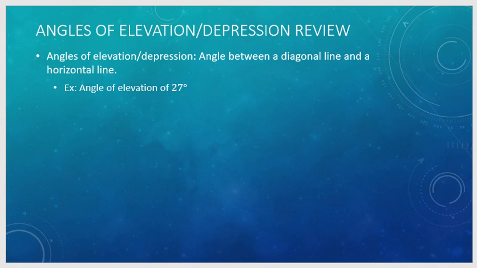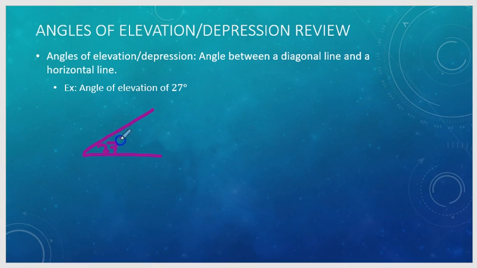Before I do the next word problem, I wanted to do a quick review of some angle concepts, especially with compasses on the next slide. But first, I wanted to remind you what angles of elevation and depression look like. So remember that your angle of elevation or depression that they give you, that's always the angle between a diagonal line and a horizontal line. So an angle of elevation, like in this case, that means you have a diagonal line looking up at some object, and I'm saying there's a horizontal line coming out of that same object. So then whatever number they give you, that's what goes in between.